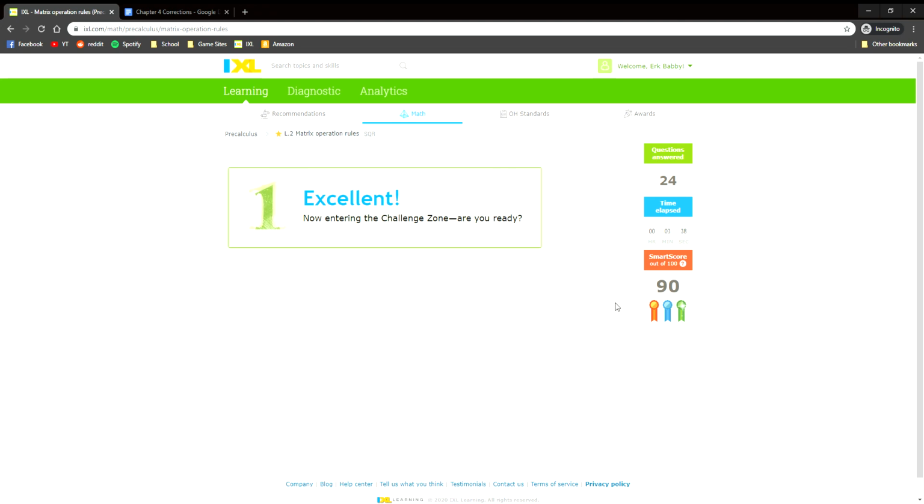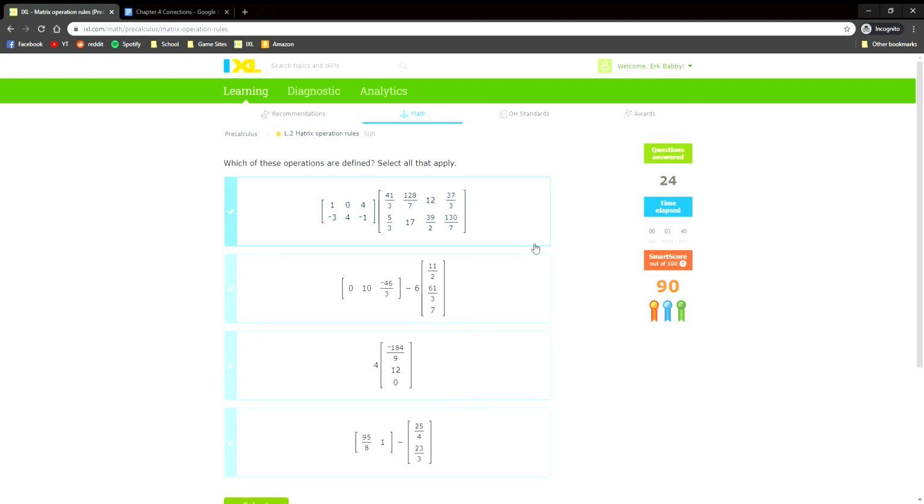Okay, so once you get to 90, you get all 3 ribbons, and then they apparently start to get really hard because it's the challenge zone. But that's where I want you guys to get.